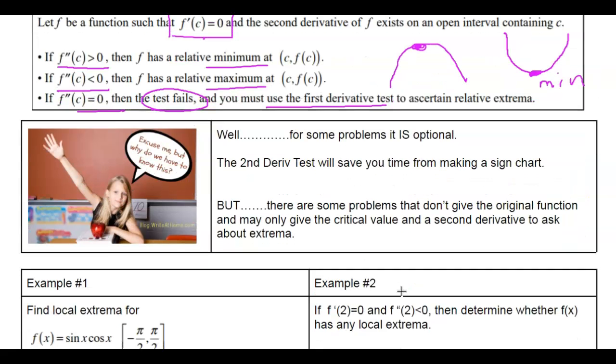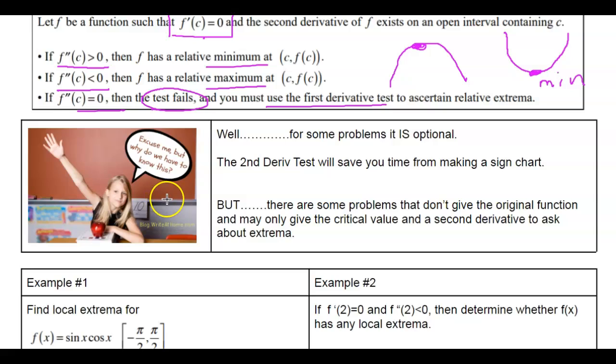All right, so wait, why do we have to learn this? Well, obviously, time is the first reason. The second derivative test will save you time if you use it, and all you wanted to know was to classify max and min. All right. The second reason, though, which is more important, is that there are going to be problems that they want to see if you know the second derivative test, so they're only going to give you limited information to where the first derivative test wouldn't be applicable.